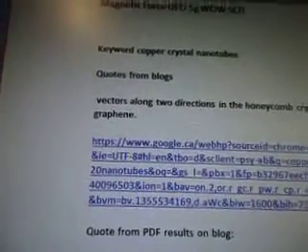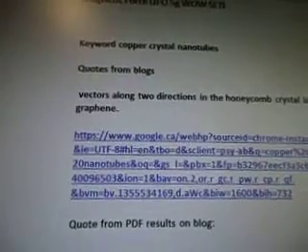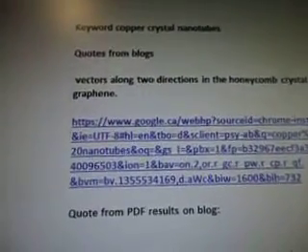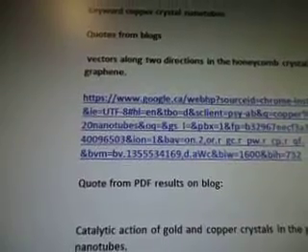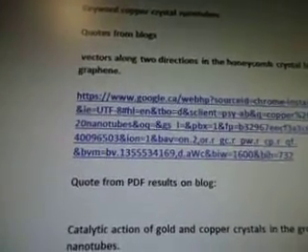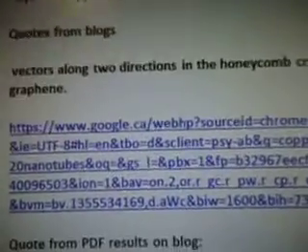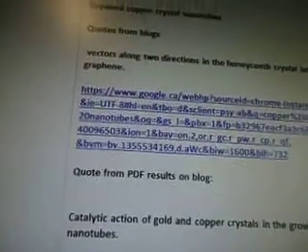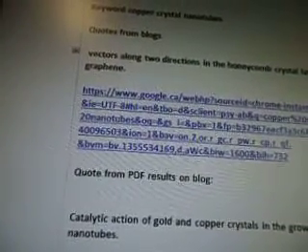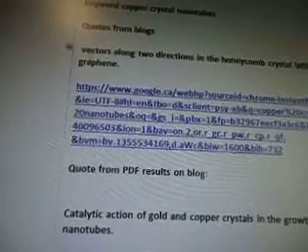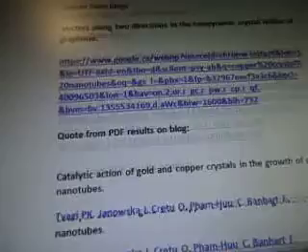So the quotes are from blogs. The vectors along 2 directions in a honeycomb crystal lattice of graphene. It was in a search thing, so it's like a PDF thing, and I can't bring it up. So if you just Google copper crystal nanotubes and you look for vectors along 2 directions in a honeycomb crystal lattice of graphene, it'll bring up the link for you.